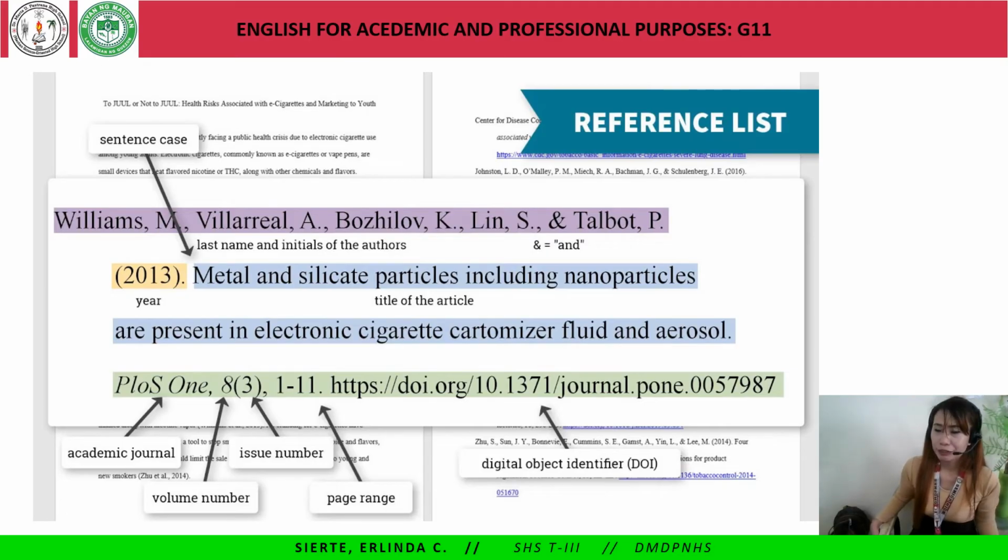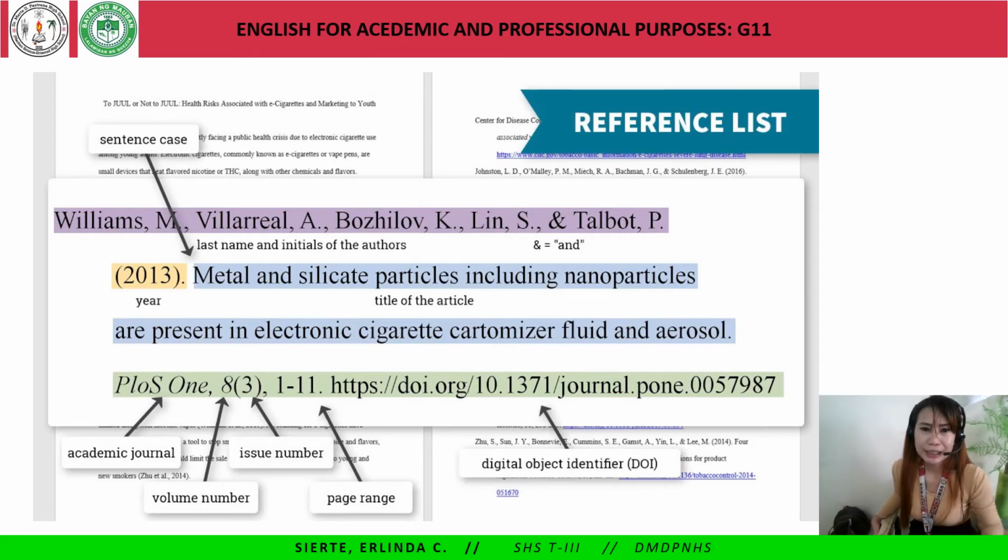But if the author is not available, for example, it's just the site or blog site that you have visited, you may just write the blog's name. Next is the year, so this is 2013. Next is the title of the article, just like "Metal and silicate particles, including nanoparticles, are present in electronic signals."